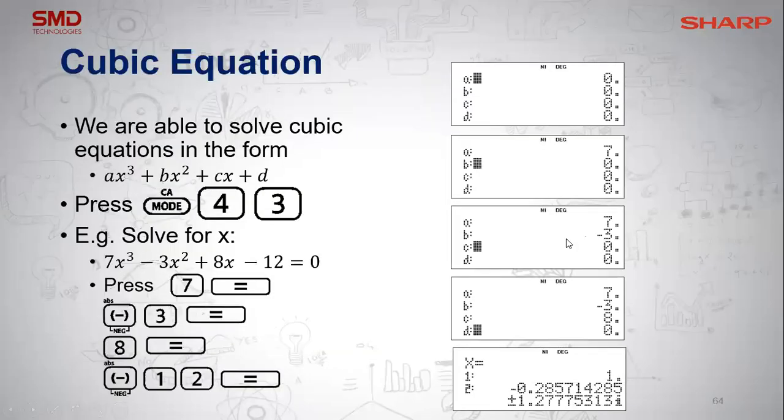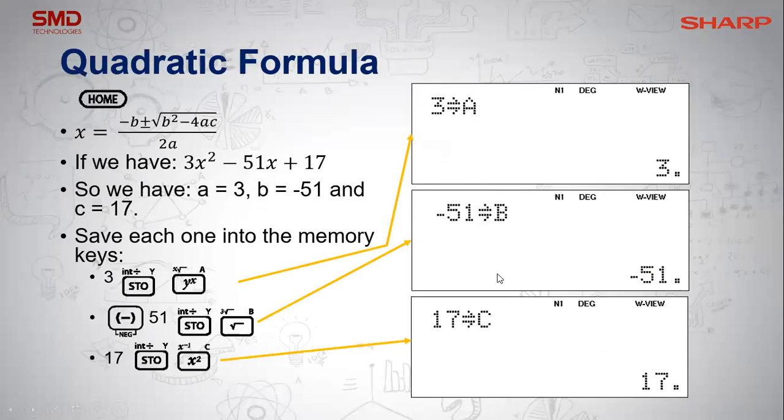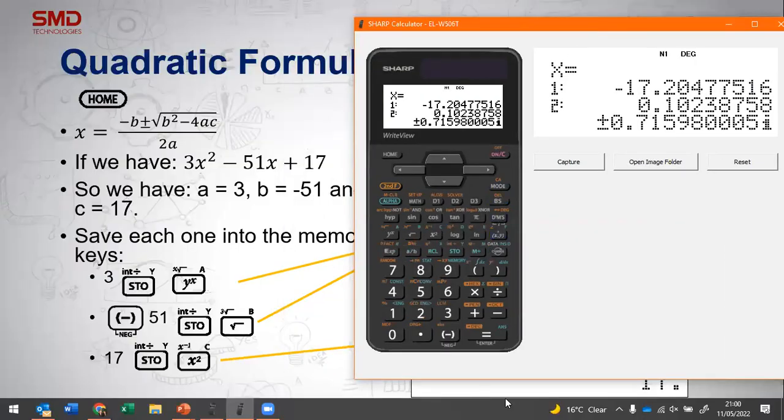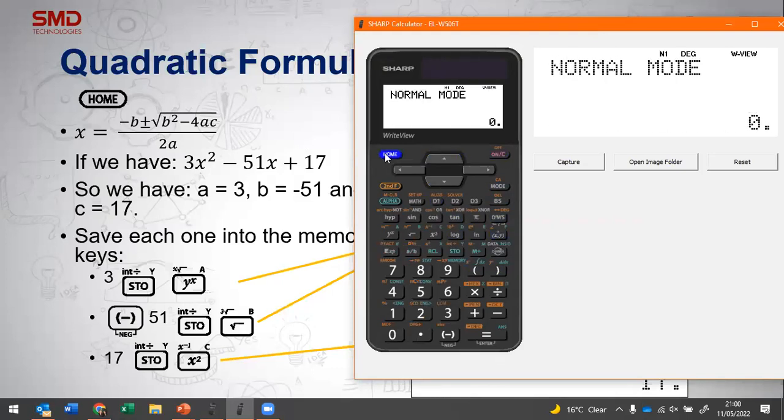What I do want to come back to is the quadratic formula and how easy it is to use the calculator for that. And this is nice because it's relevant to both the math students and the AP maths and the Trig. Okay, so we're going to go home again. Now we have an expression here which is 3x squared minus 51x plus 17. So what we're going to do is take our a, b, and c values, so that's 3, minus 51 and 17, and store them into the memory keys of our calculator.